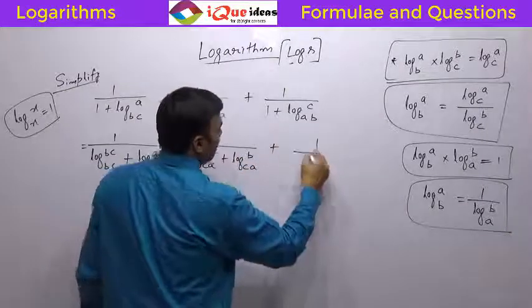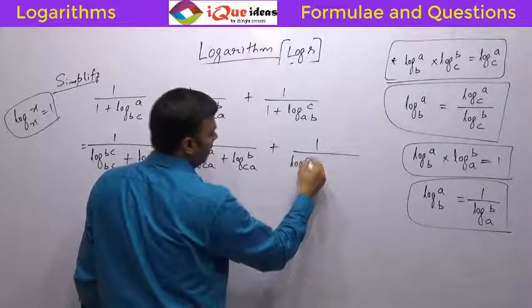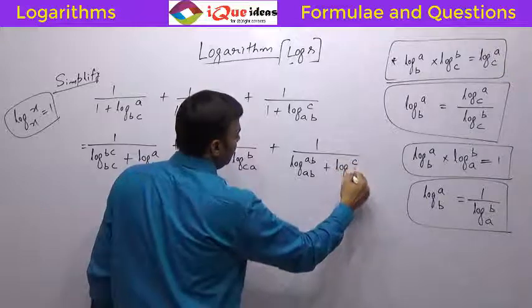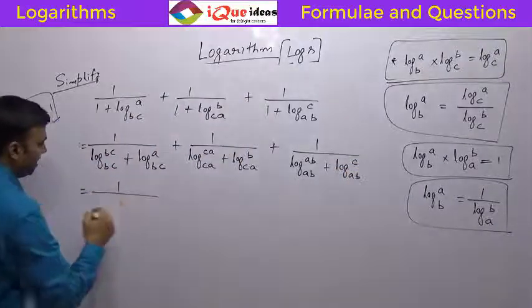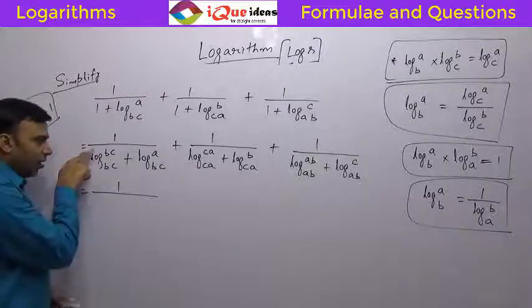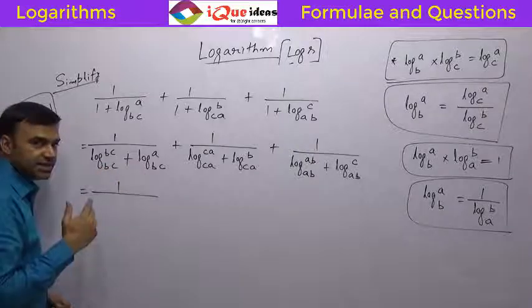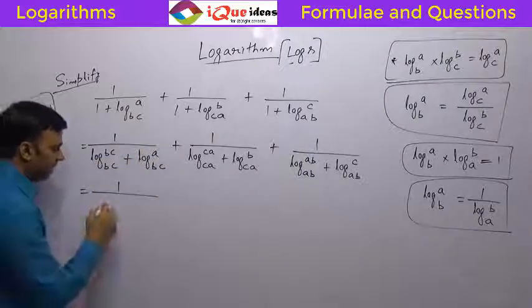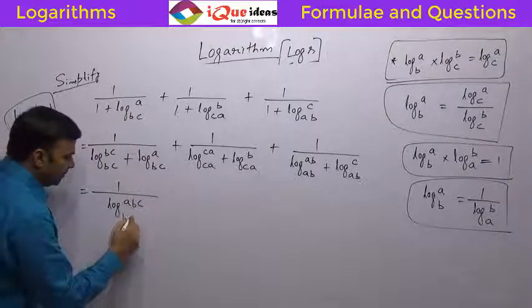Similarly, in the third one, the denominator, because of this AB, can be written as log of AB to the base AB plus log of C to the base AB. Now see what happens, 1 divided by. In the first one, here it is log BC to the base BC plus log A to the base BC. The bases are same, so the numbers get multiplied. So it is BC into A, which becomes ABC. So we have log ABC to the base BC.